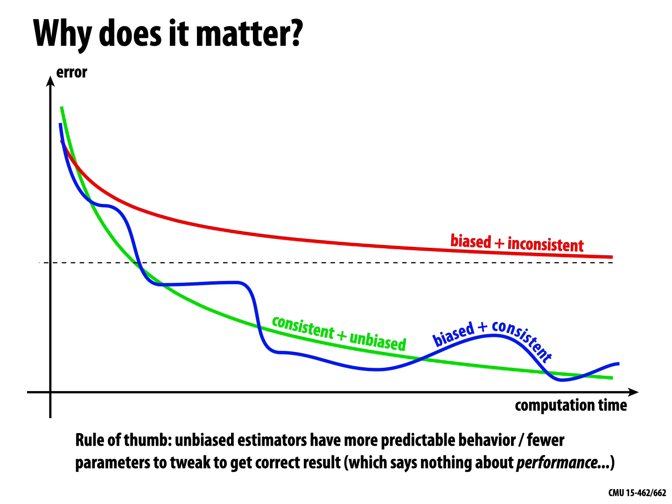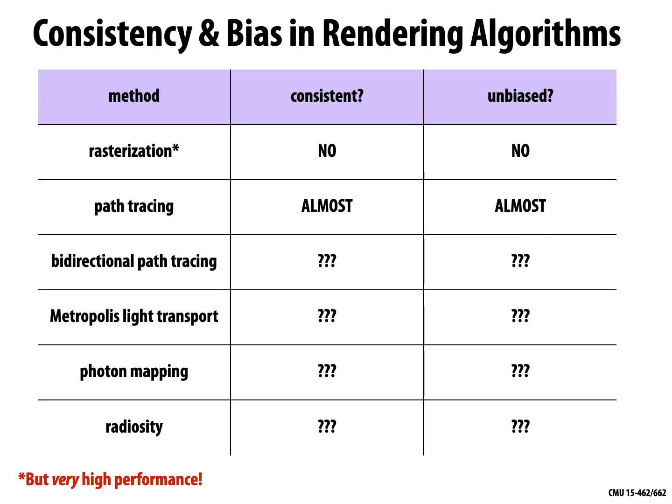They also tend to have fewer parameters to tweak. We'll see that a little bit when we talk about rendering algorithms: with Monte Carlo estimators, you might be playing around with how much variance you have, but it's always consistent, it's always unbiased. With other rendering algorithms, you might have to play around with parameters to even get things working the way that you'd like.